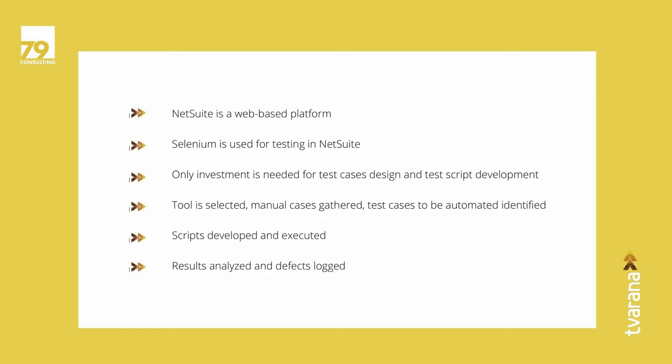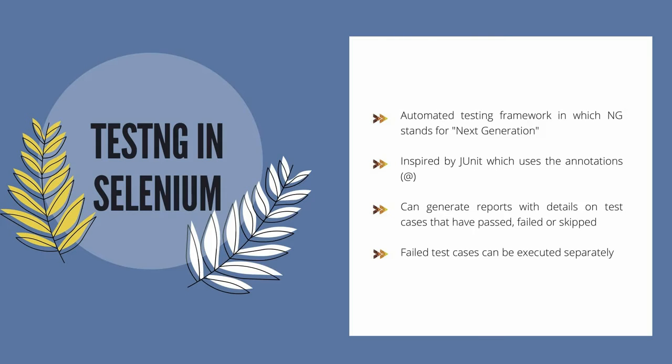So once the tool is selected, all the manual test cases are gathered and the test cases that need to be automated are identified. A framework will then be selected after understanding the pros and the cons of the testing tool. Then the test scripts will be developed, the scripts are executed, the results are analyzed, and defects, if any, are logged. Now, let's talk about an automated testing framework which is widely used in Selenium, that is TestNG.